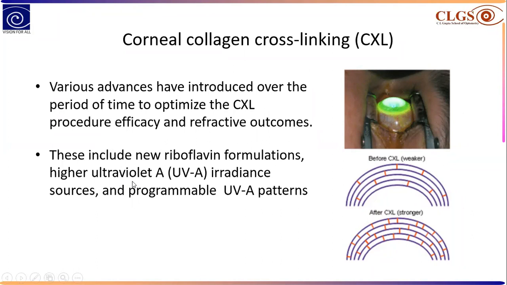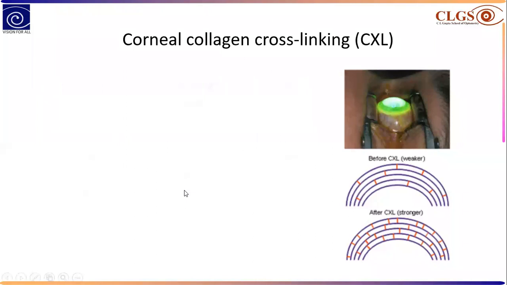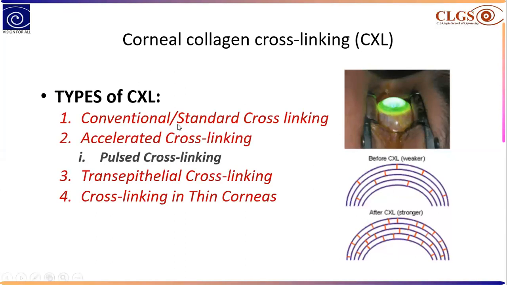What has changed over the period of time is the riboflavin formulation or concentration of riboflavin that has been used. The other thing is the ultraviolet radiation irradiance, meaning the amount of radiation that has been given to the cornea during the procedure. So different types of this C3R process have come up, and the first can be termed a conventional or standard cross-linking procedure.